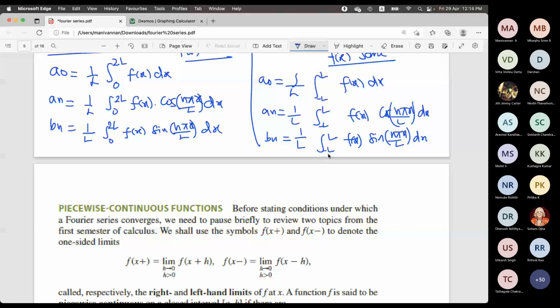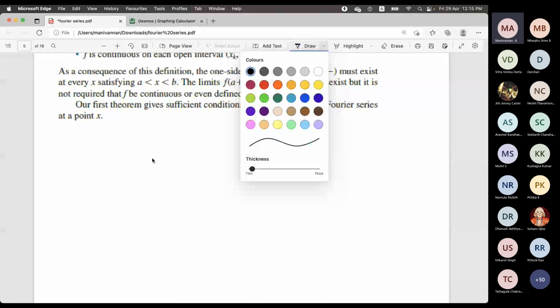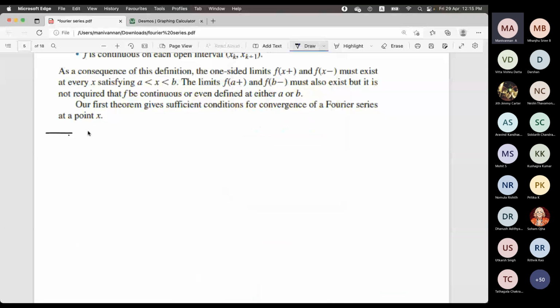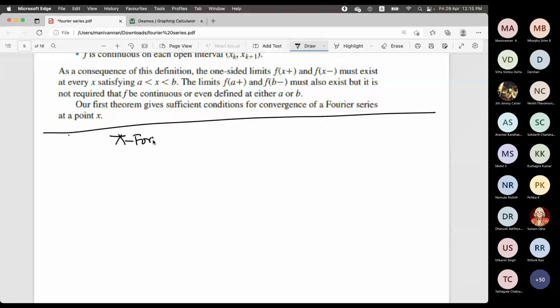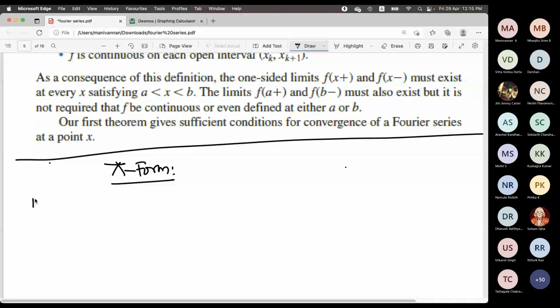Yes, sir. Okay. So here it is given in the minus L to L formula. Outside of that, suppose we are assuming the pi form. It is called the pi form. Okay, pi form. So let us take the Fourier series f of x as a naught by 2 plus sigma n from 1 to infinity.